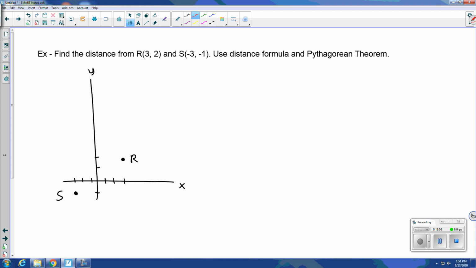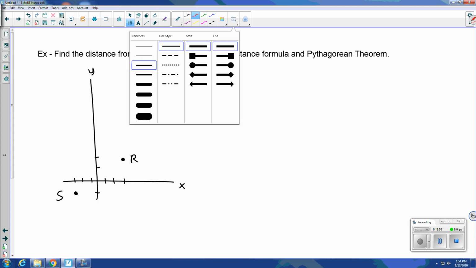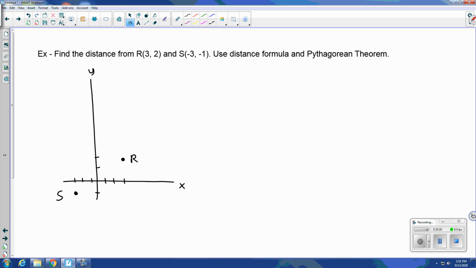So if these points were horizontally or vertically aligned, we could just count off the distance between them. If they were horizontally aligned, all we need to do is find the distance between just the x coordinates. If they were vertically aligned, all we need to do is find the distance between the y coordinates. But in this case, neither of those two things exist, so we have to use the distance formula. It also asks us to use the Pythagorean theorem, and we'll see why we can do that shortly. So let's use the distance formula first.